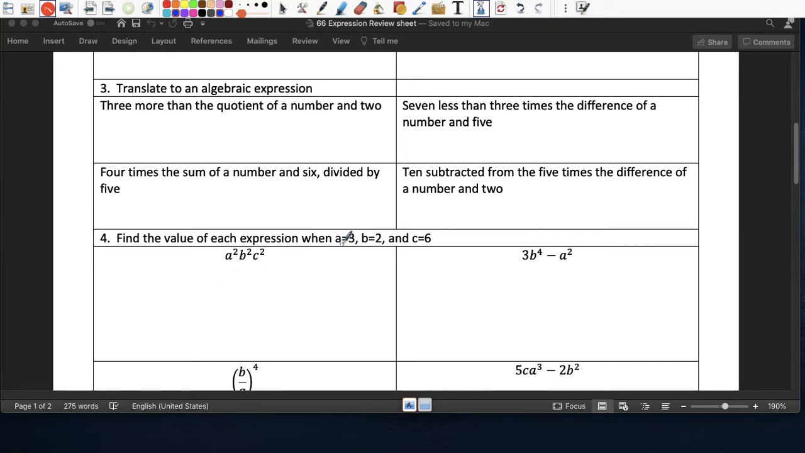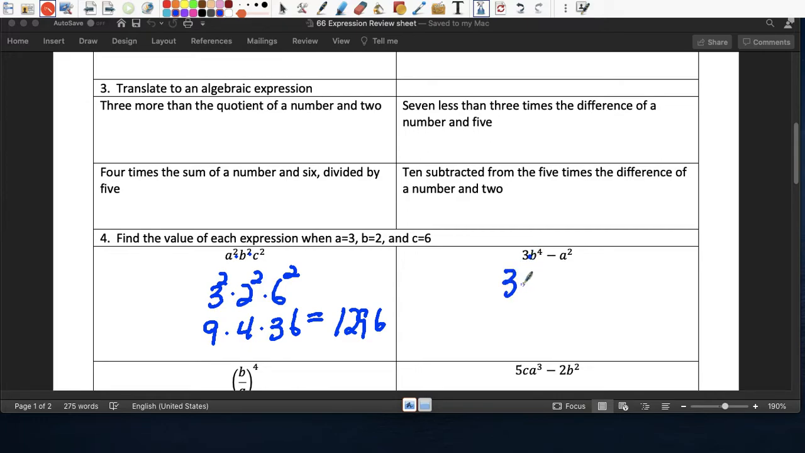Okay, so now we have to substitute, right? So A is 3, B is 2, C is 6. So we go 3 to the second power. Remember, there's a multiplication, guys, right? So times B is 2 to the second power, C is 6 to the second power. So we do 3 to the second power is 9, 2 to the second power is 4, and 6 to the second power is 36. Now we can multiply 9 times 4 times 36, and we get 1,296.